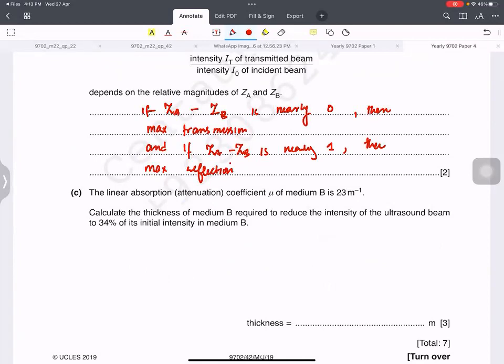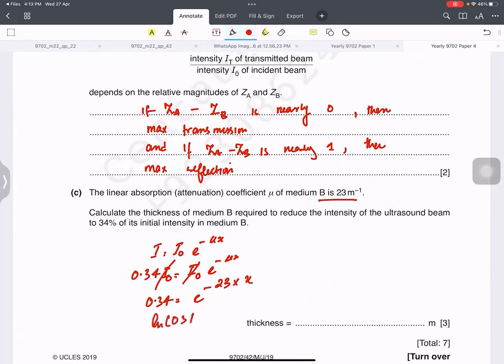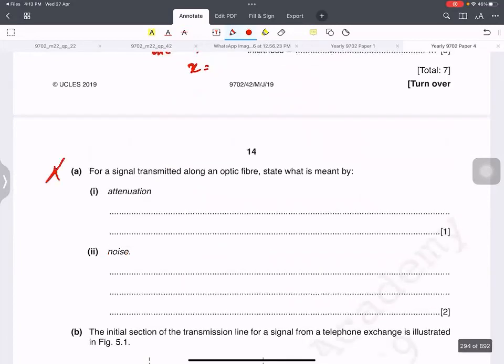All right, the linear absorption coefficient in medium B is this. Calculate the thickness that reduces the intensity. Okay, now we need to use I equals I naught e to the minus mu x. This will be 0.34 I naught equals I naught e to the minus mu x. I naught and I naught cancel, 0.34 equals e to the minus 23 times x. We need x. So ln 0.34 equals minus 23 times x. So x is going to be 0.047. Yay, very good.